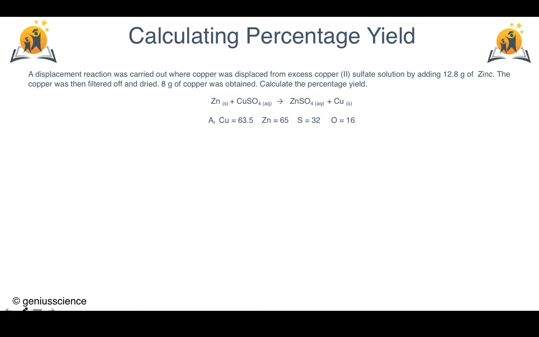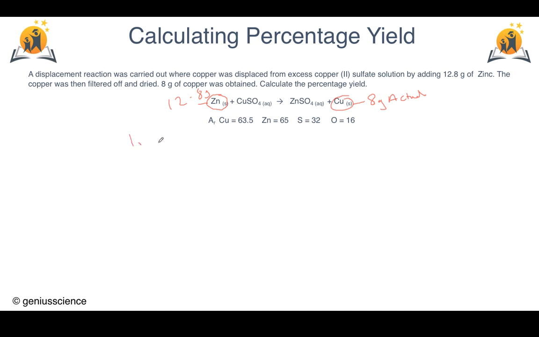Now before we go into our method, we first need to circle on the balanced equation the important bits of information. So we have here 12.8 grams of zinc, so we just circle zinc and then we can write 12.8 grams. And then with copper we have 8 grams, and that's all we need to care about in this calculation. And this 8 grams is our actual yield because that's what was actually obtained. Now we can go on to carrying out the calculation.